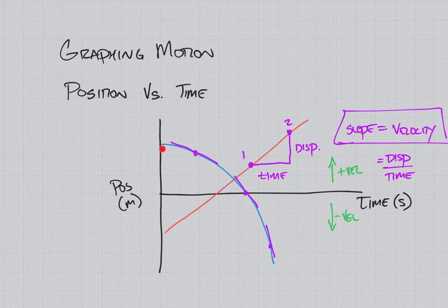So even though this blue one is starting in the positive region, it is moving in the negative direction the entire time. So these are positive positions, and these are negative positions. And the red one, even though it starts in the negative position, it is moving in the positive direction the entire time because it has a positive slope.